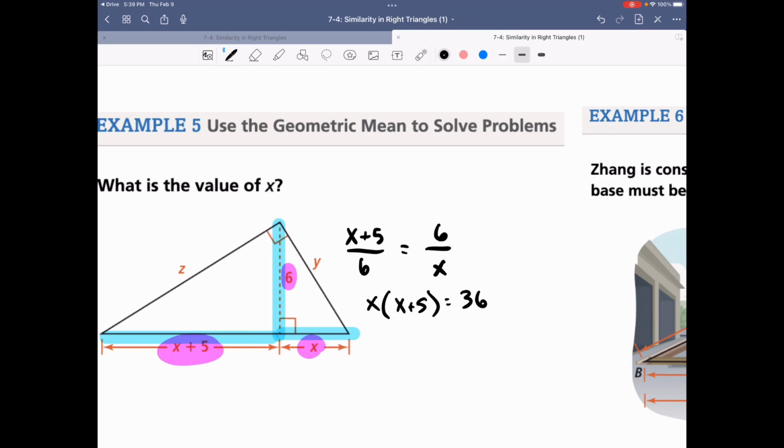There is a way to solve this using quadratics, but I'm just going to take you through some guess and check. Some people were saying that 6 times 6 is 36, which is true, but if I put a 1 in for the x, that would be 1 times 6. So that doesn't work. And then somebody told me that 9 times 4 is 36, and so if I plug in 4, that does equal 36. So x is equal to 4.